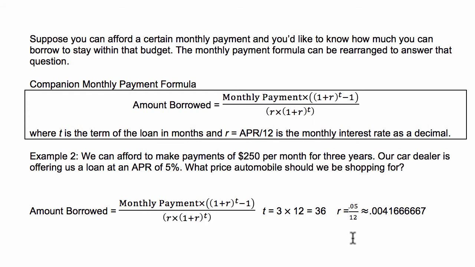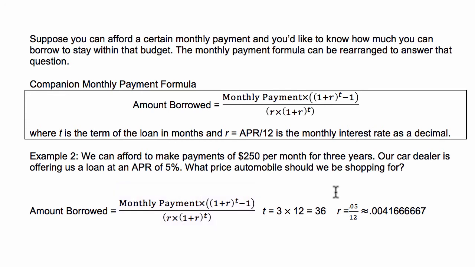0.05 divided by 12. If you wish to use a decimal approximation, you can go ahead and divide 0.05 by 12 using your calculator. Remember, though, to be cautious with rounding because financial calculations are extremely sensitive to rounding. As a general rule of thumb, rounding to 8, 9, or 10 decimal places will give us an amount borrowed that is accurate enough for our purposes. Since our budgeted monthly payment is $250, we will substitute $250 in for monthly payment.